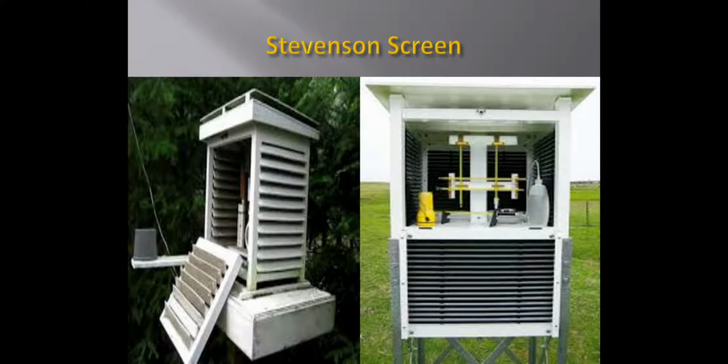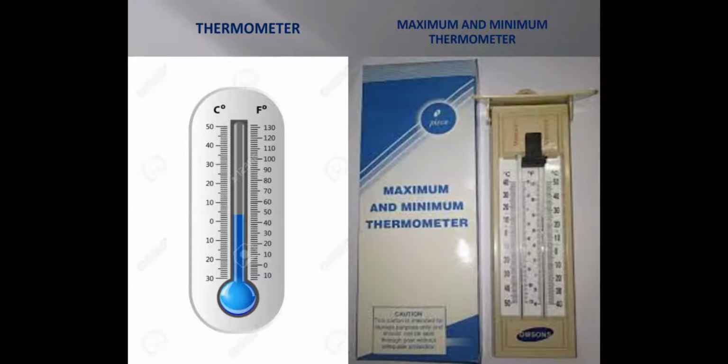You can see here the Stevenson screen. So when you open it, it looks like this. Okay. Inside, a thermometer is present. They have arranged something inside to measure the temperature of the radiation. Got it? And this is the thermometer, as you all know, right? And this is the maximum and minimum thermometer. Okay. Thermometer, maximum and minimum thermometer.